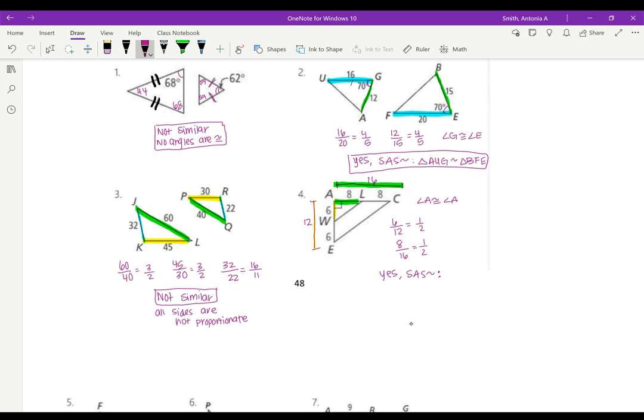And my similarity statement says that triangle, and that first triangle, it doesn't matter what order you put the letters, I can do ALW is similar to triangle. Now I want to match my angles. A is the same as A. L is the same as C. And W is the same as E. And that's my final answer.